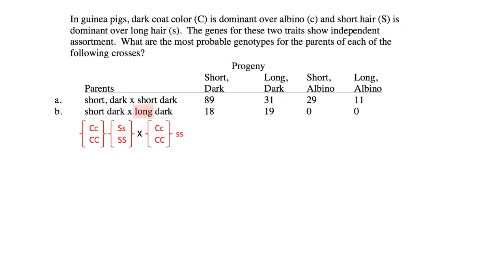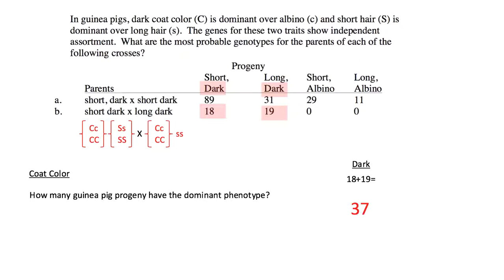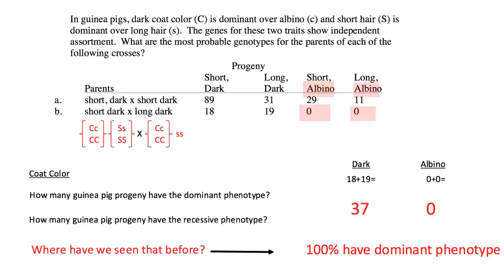Now again, let's look at the progeny numbers, focusing on one gene at a time. How about coat color? How many baby guinea pigs from these parents had the dominant dark coat color? 18 plus 19, or 37 total. How many had the recessive albino coat color? 0. None of them did. That means that 100% of the progeny have the dominant coat color phenotype.